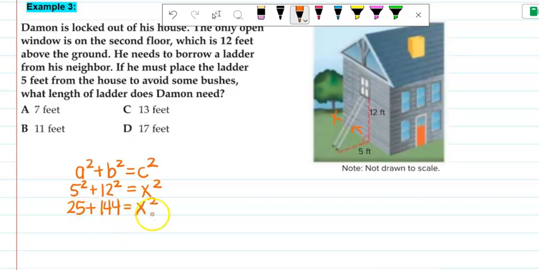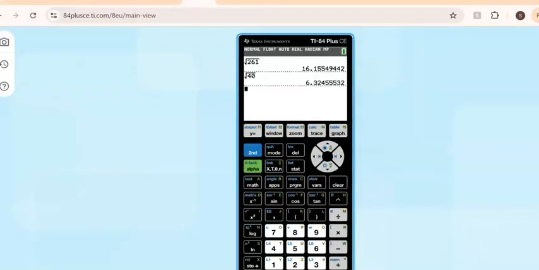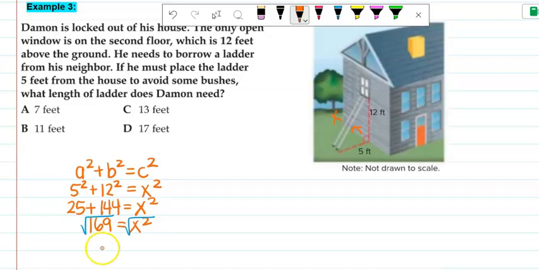Okay, this time those are on the same side, so we'll combine them. 25 plus 144 is 169, I believe. And then we will square root that. So second x squared, 169. Oh, and we get a nice 13. So 13 feet is the length of the ladder.